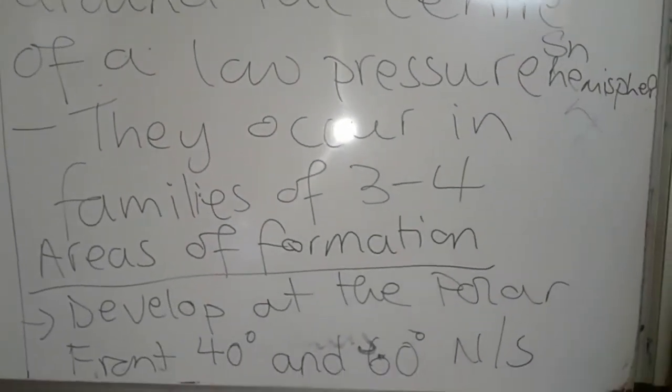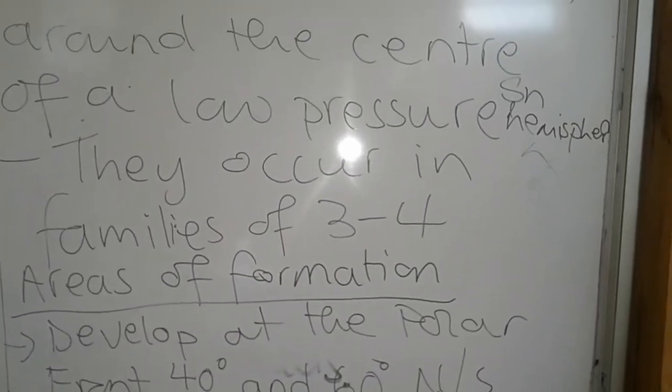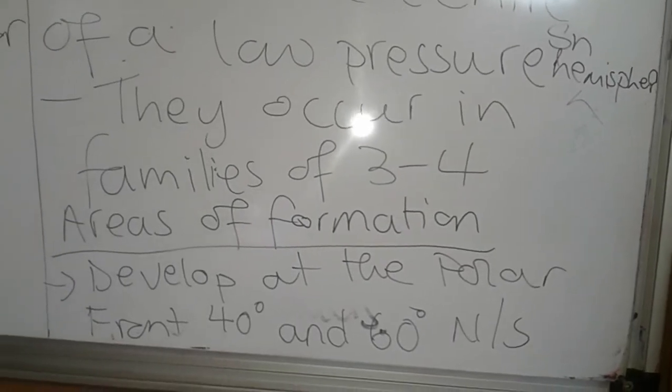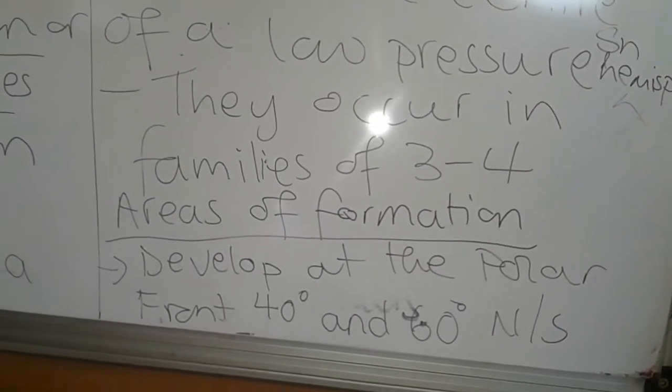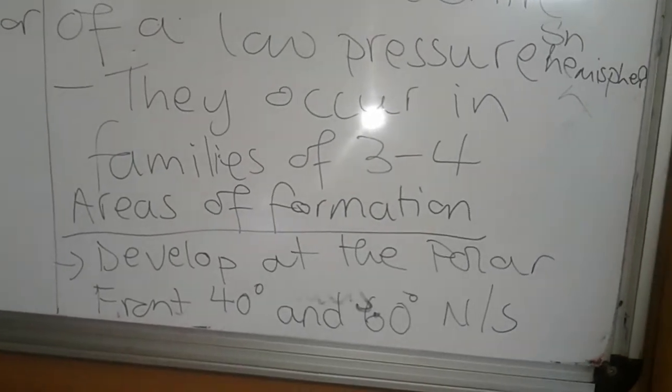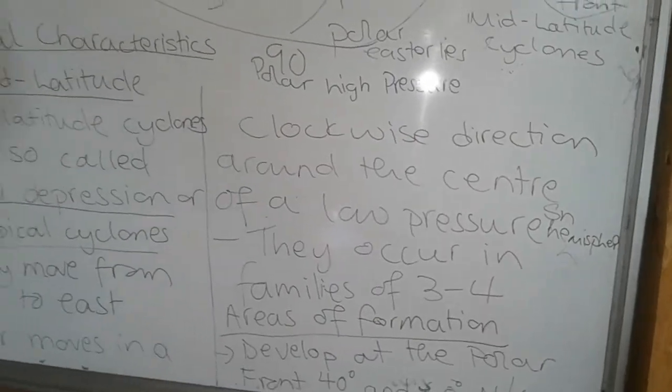Areas of formation, like as I said and I've indicated for you on the global air circulation diagram, they develop at the polar front, which is around about 40 to 60 degrees north or south of the equator. I hope this is in order.